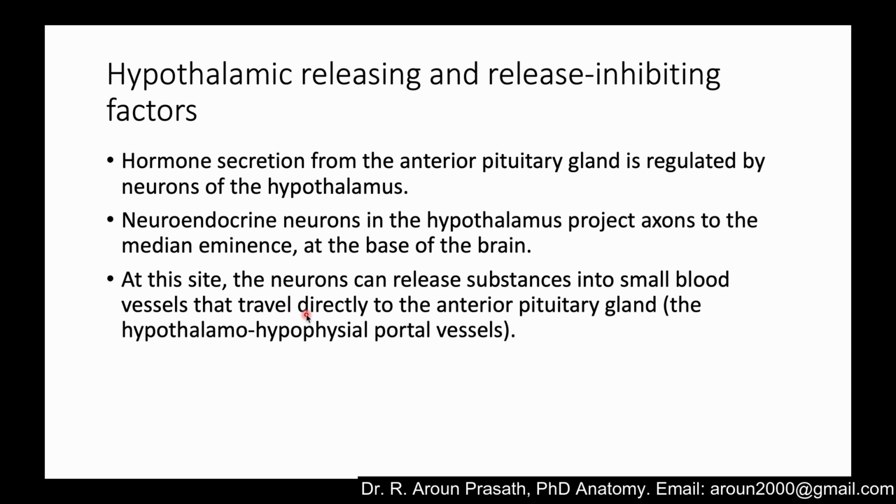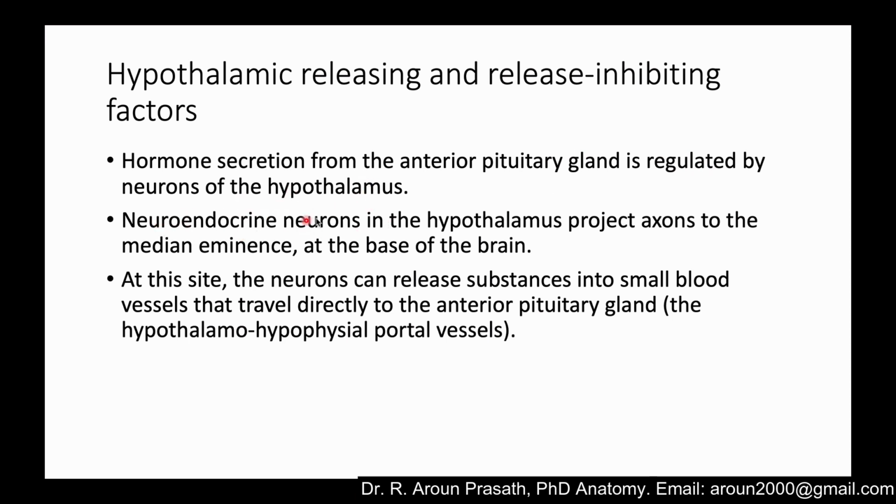Then the next boss is the pituitary gland. Below the pituitary gland, the thyroid gland, gonads, and reproductive glands are all working under the control of the pituitary gland. So this is the cycle you have to understand in the endocrine system. Hormone secretion from the anterior pituitary is regulated by the hypothalamus.